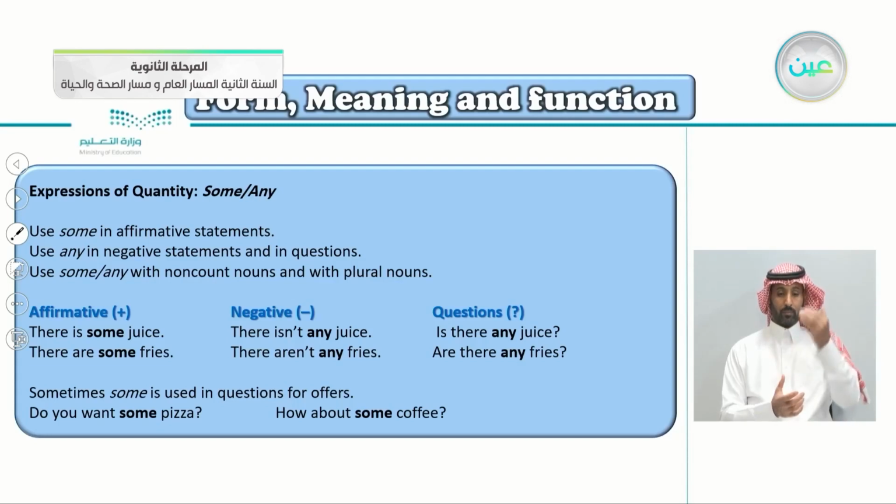Here are some examples. There is some juice. This is affirmative. There are some fries. Because fries is countable here, we used are. Because juice is non-count here, we put is. There is some juice. There are some fries. In the negative, of course, we'll be using any with both of them. There isn't any juice. There aren't any fries. And with the question, of course, we'll be using any again. Is there any juice? Are there any fries?